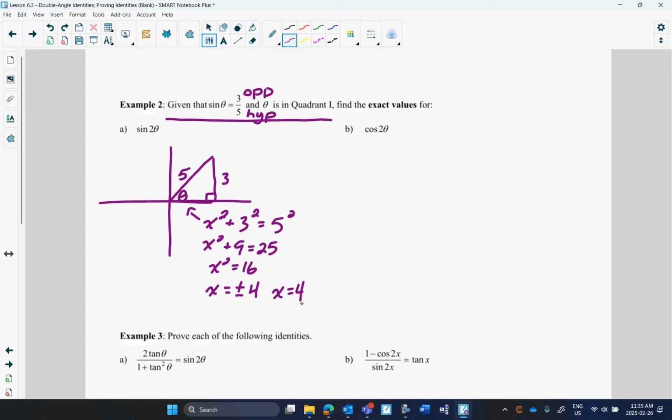Now we can answer these two questions. Well, what's sine 2 theta the same as? 2 times the sine of theta, well, we used alpha. That's the formula for sine 2 theta.